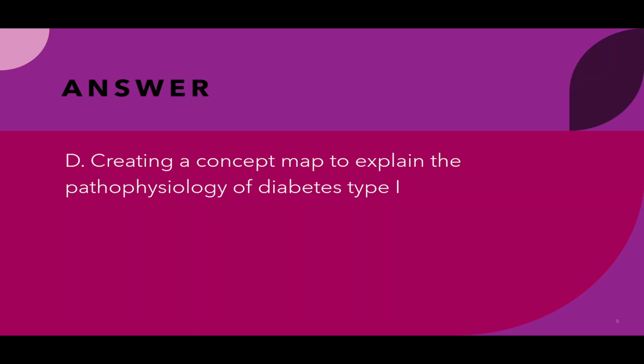The answer is D, creating a concept map to explain the pathophysiology of diabetes type 1. The cognitive domain is the thinking domain. Answer A and C are both from the psychomotor domain. Answer B is from the affective domain.